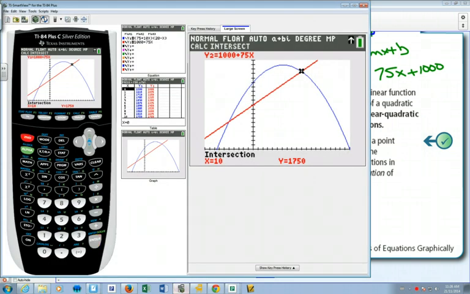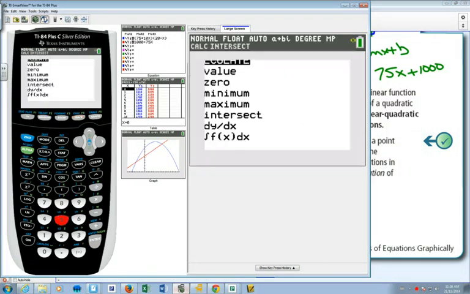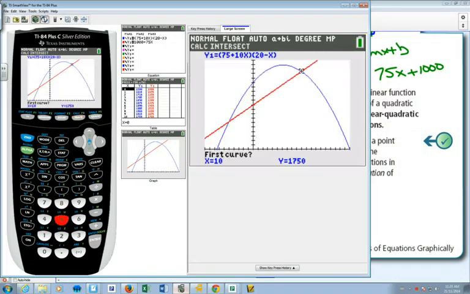So I'm going to go second, calculate number 5 again. Now, it will find this one again because my cursor is closest to that one. So I'm going to move along as fast as I can until I think I'm closer to the other one. I think I'm closer. Now when I push enter, first curve, enter, second curve, enter, on guess. It finds the other point at -5 and 625.